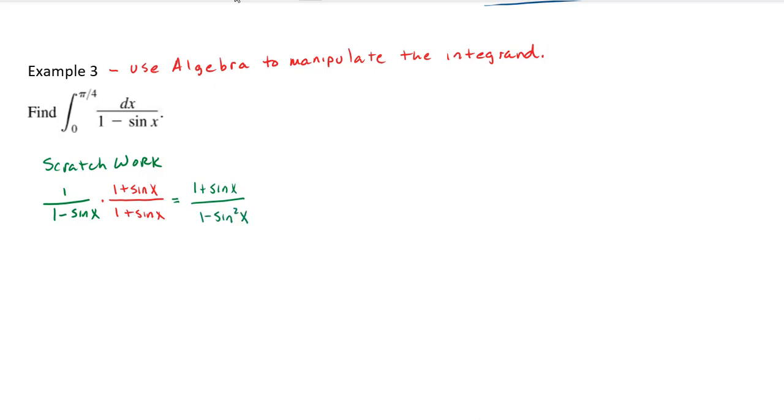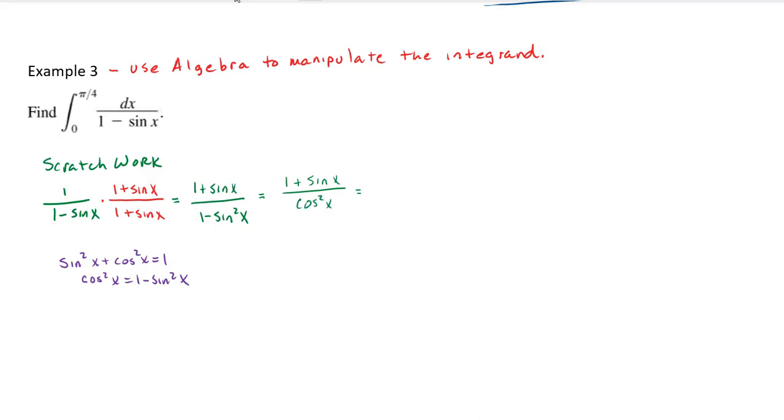If you remember your Pythagorean identities, we have sine squared plus cosine squared is equal to 1. If I subtract sine squared from both sides of this equation, I see that 1 minus sine squared x can be replaced with cosine squared x. So that's what I'm going to do. I'm going to replace the denominator with cosine squared x, and that gives me 1 plus sine x over cosine squared x.